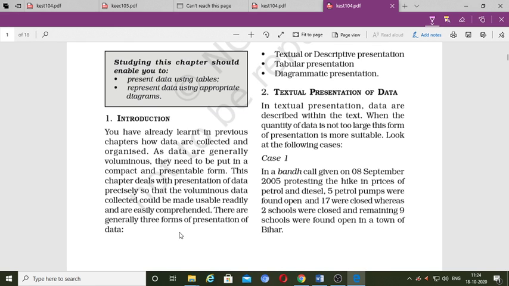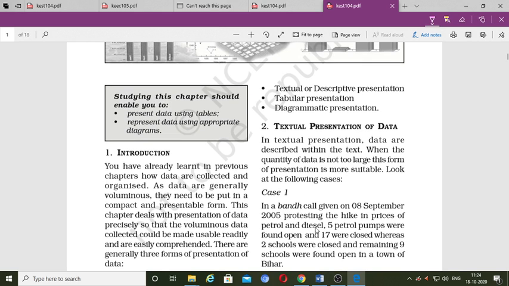There are generally three forms of presentation of data. First is textual or descriptive presentation. Second is tabular and the third is diagrammatic. First of all, let us see what is textual presentation of data.